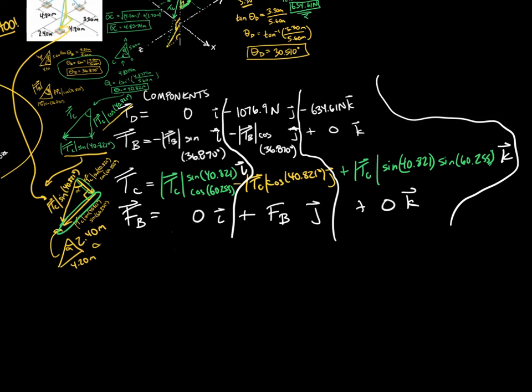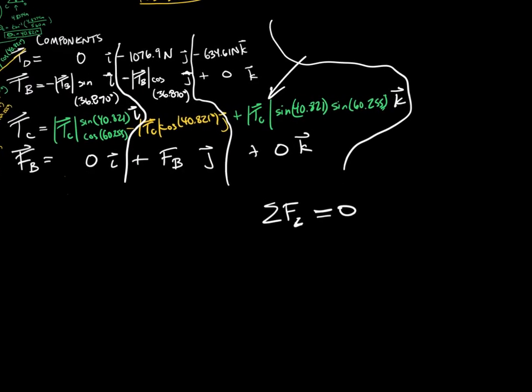I'm going to tell you right now, the K equation is going to be the easiest one to solve because it's only got one unknown. So let's go ahead and do that one first. We're going to start with the sum of the forces in the z direction equals 0.